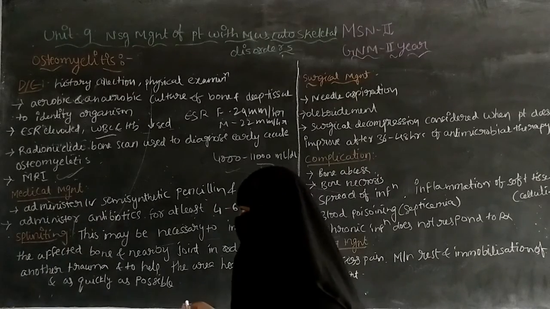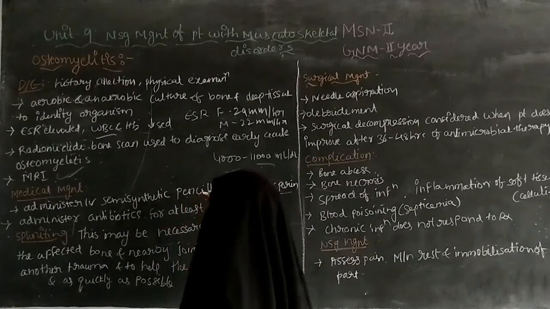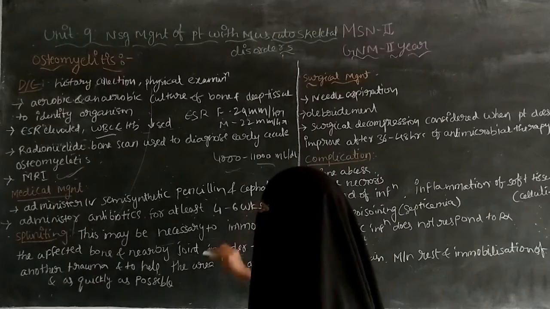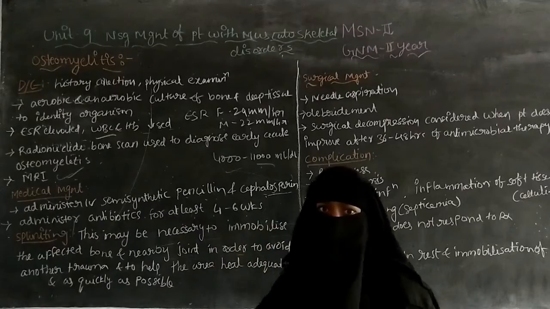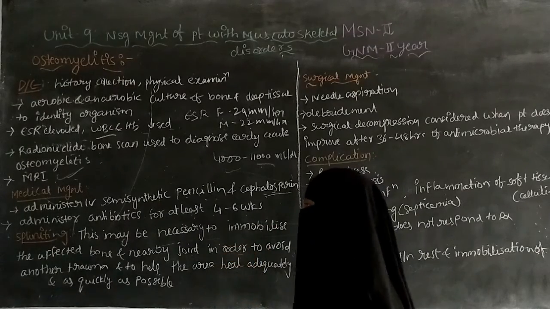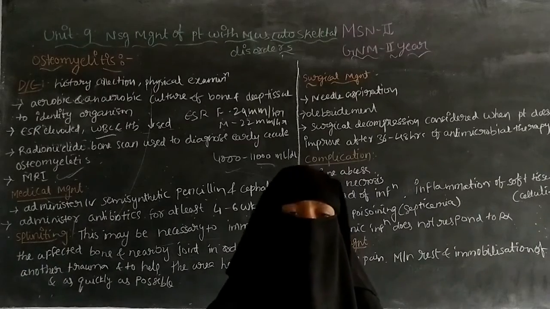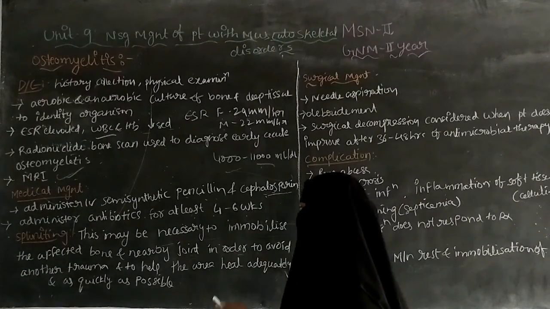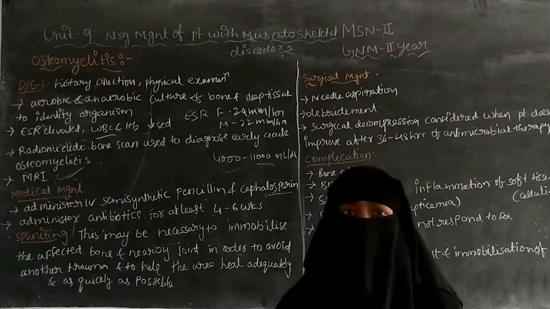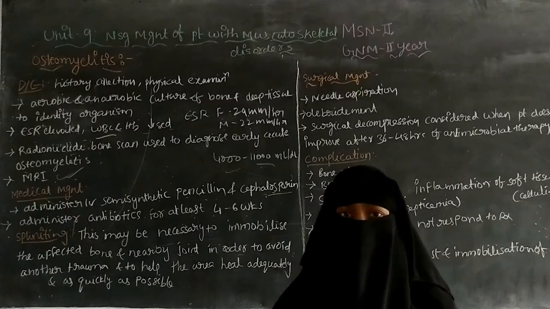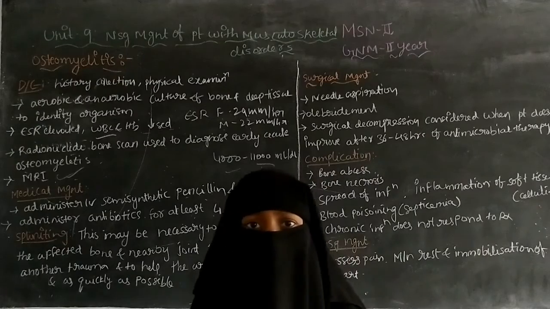So in this medical management, the antibiotics include penicillin and cephalosporin, and they can be administered for at least 4 to 6 weeks. And next one, splinting. Splinting is used to support the affected bone and to immobilize the affected bone and nearby joint, and it helps to reduce further trauma and to heal the wound as quickly as possible.